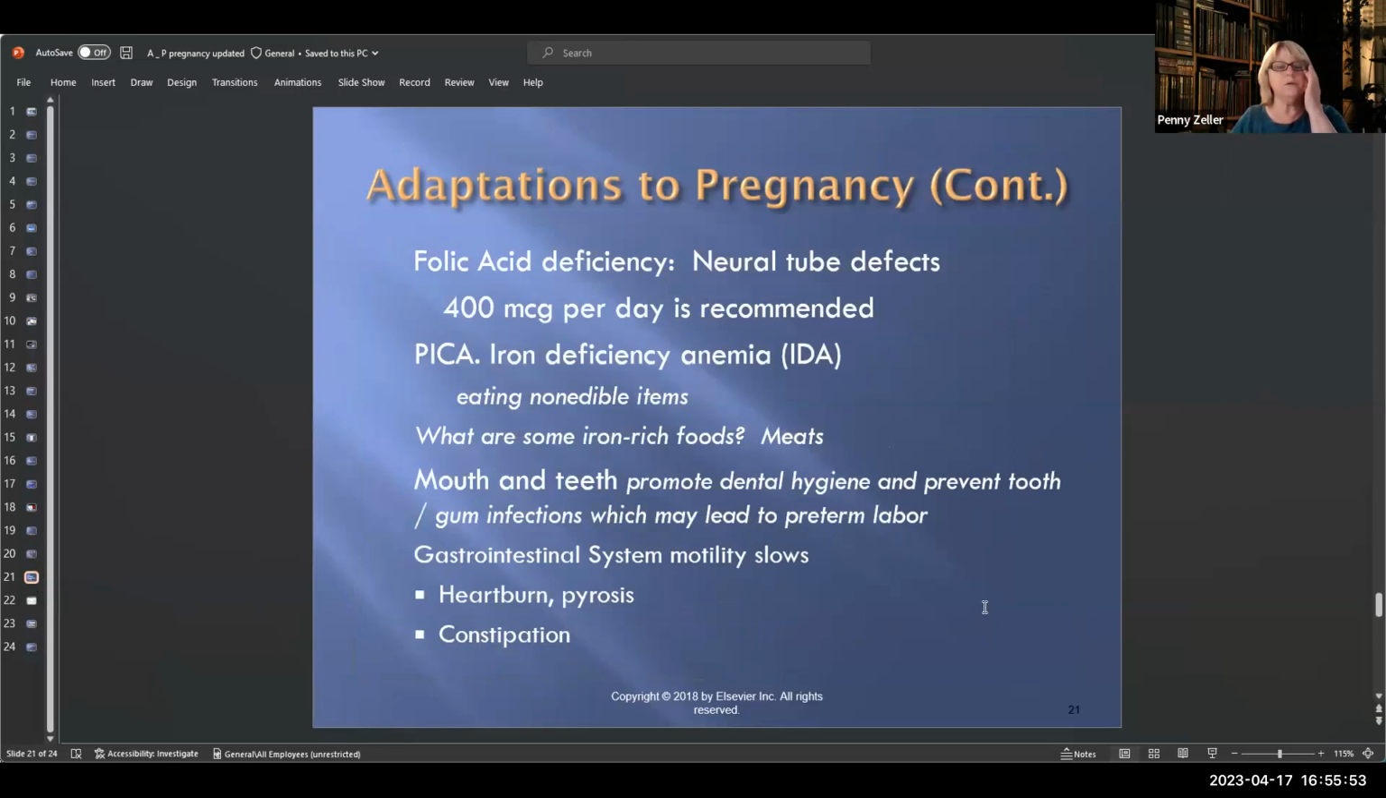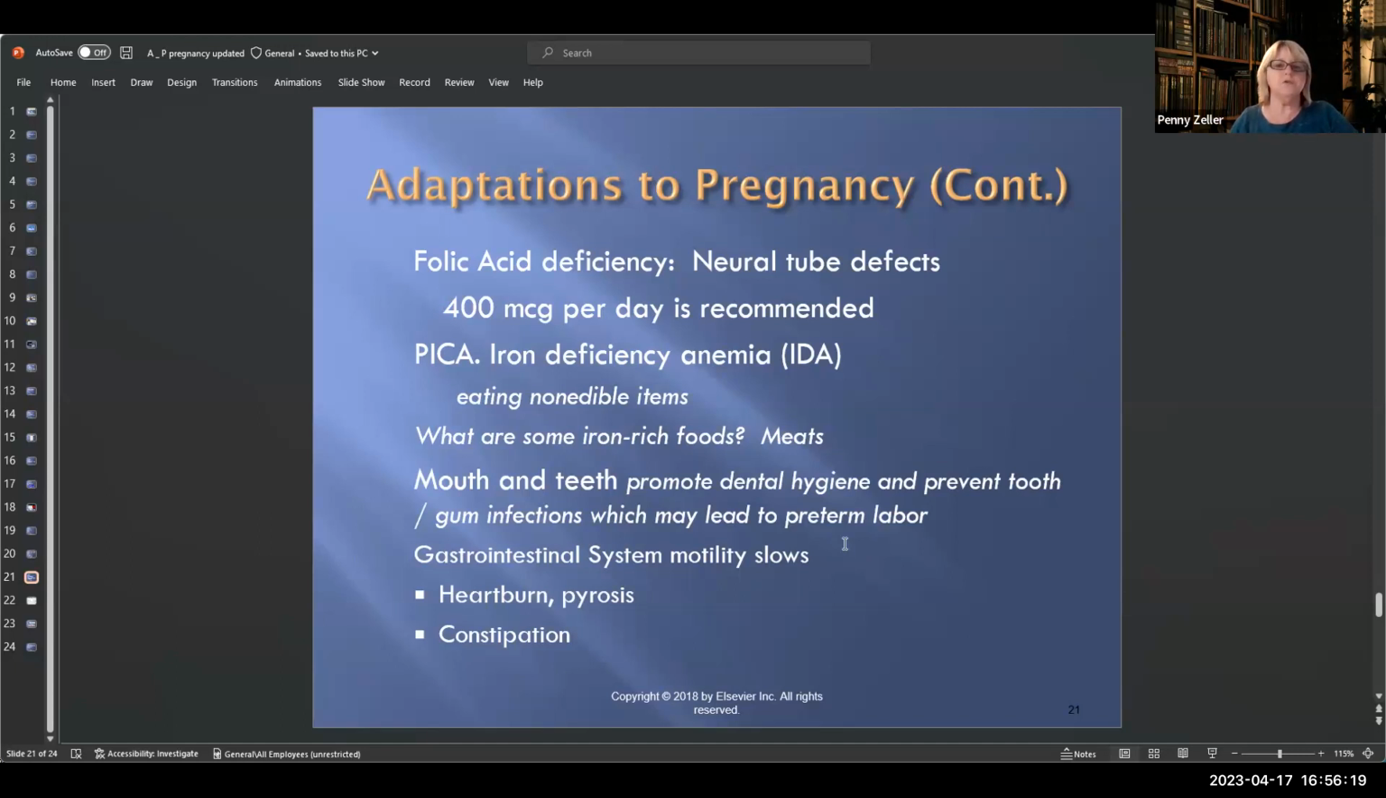So, food, folic acid. Remember, we talked about it's the growth vitamin. Folic acid is B vitamin, B9. And with inadequate amounts or a deficiency, it can cause neural tube defects. So we need her to be taking 400 micrograms a day. Pica.